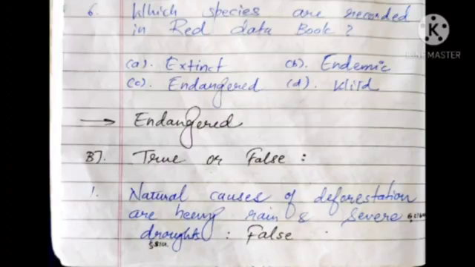Sixth one is which species are recorded in the Red Data Book, and the answer is endangered. Now talking about true or false. The first one is natural causes of deforestation are heavy rain and severe droughts. That is false.